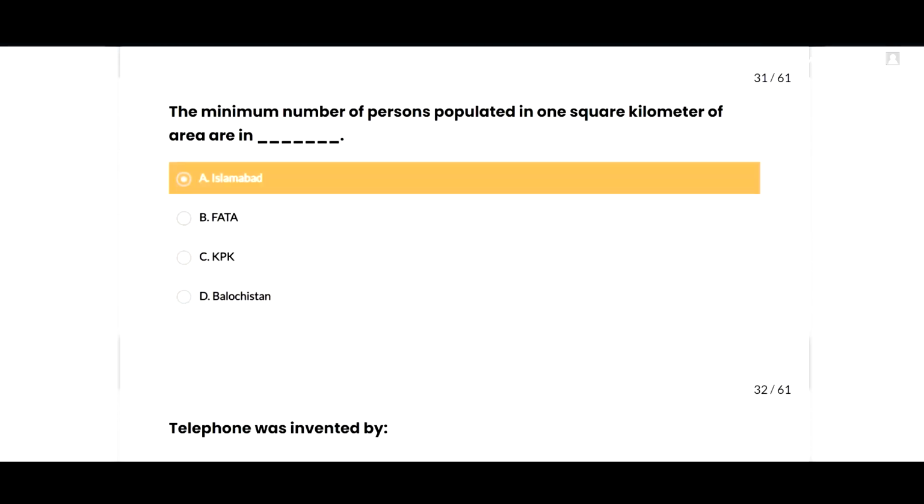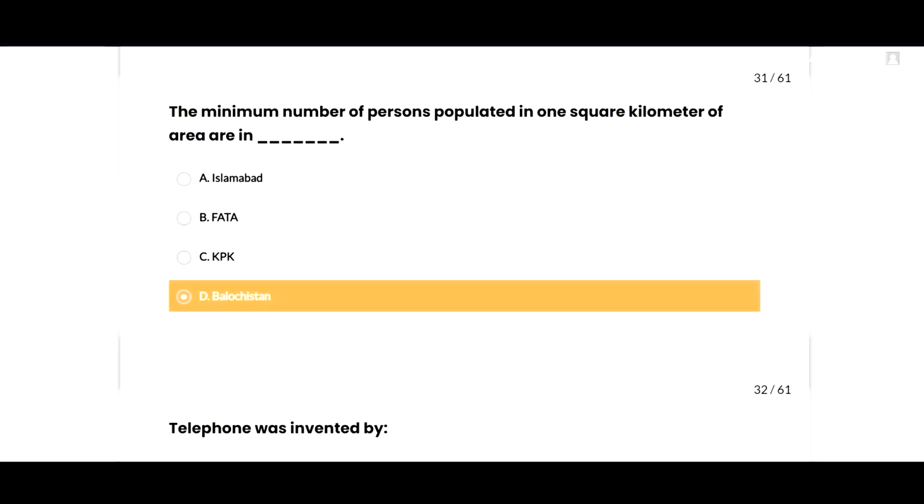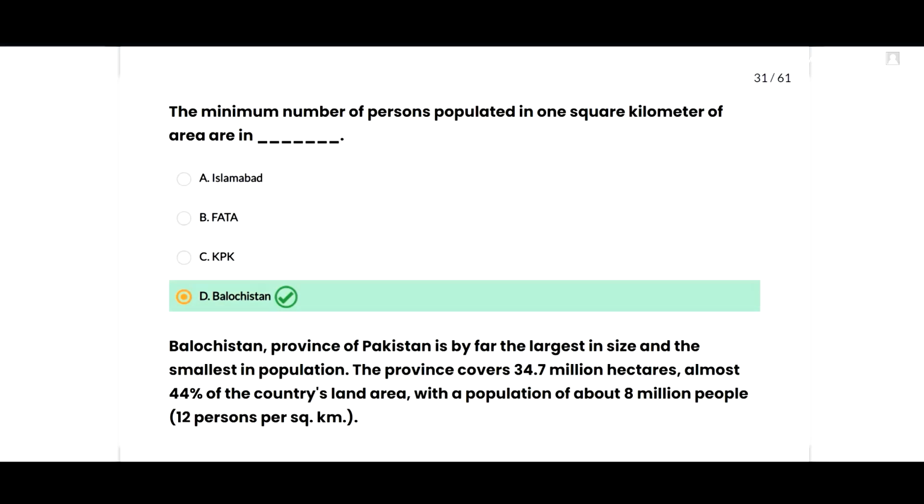The next MCQ. The minimum number of persons populated in 1 square kilometer of area are in Balochistan. Balochistan province of Pakistan is by far the largest in size and the smallest in population. The province covers 34.7 million hectares, almost 44% of the country's land area, with a population of about 8 million people. 12 persons per square kilometer. Here D option is correct.